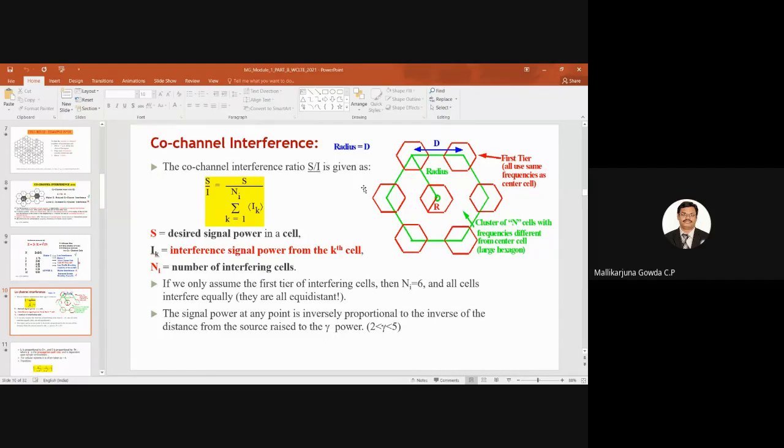In a nutshell, what I wanted to define is the signal to interference ratio, which is equal to the desired signal power in a particular cell to the interference signal power from the kth cells. As far as this example is concerned, the number of interfering cells in the first layer will be 6. So we need to take the power from each of these 6 cells, which will be interfering with the center cell, which is a co-channel cell. The power in this is the desired one, right? So that will give the signal to interference ratio.